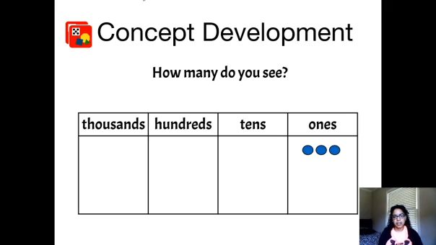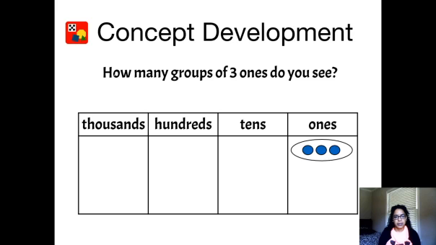So we're now at the concept development. We're going to be using place value here. So here we go. If you need time to draw your place value chart, go ahead and do that. So it says, how many do you see? So we have 1, 2, 3, 3 ones. So let's keep it moving.